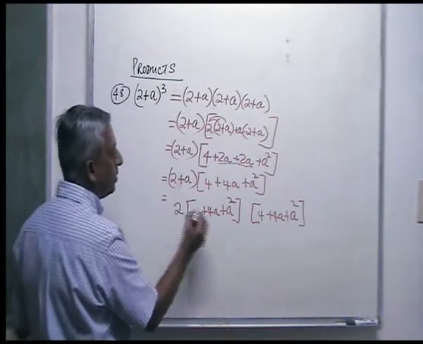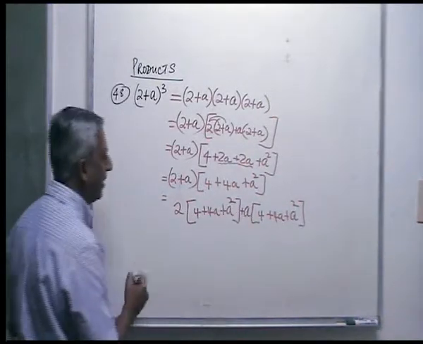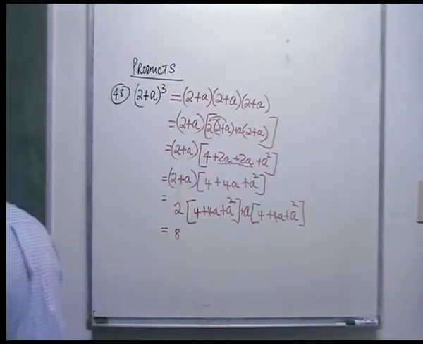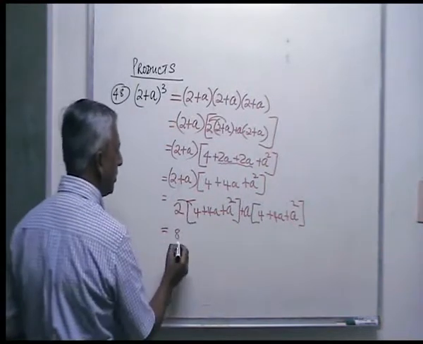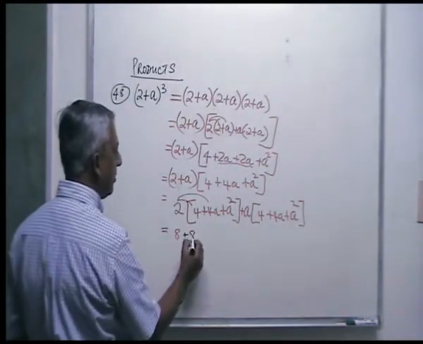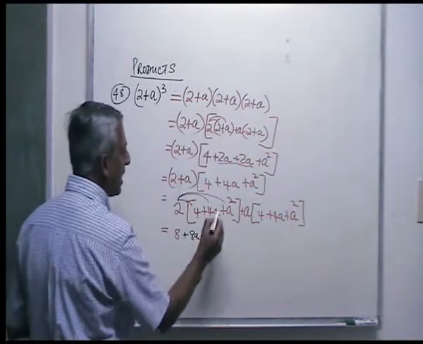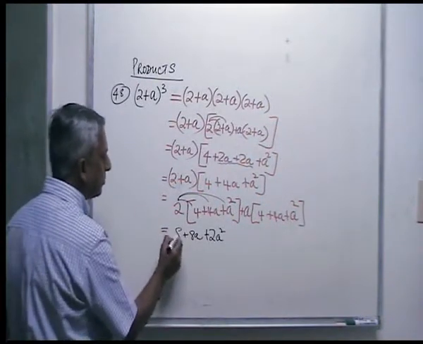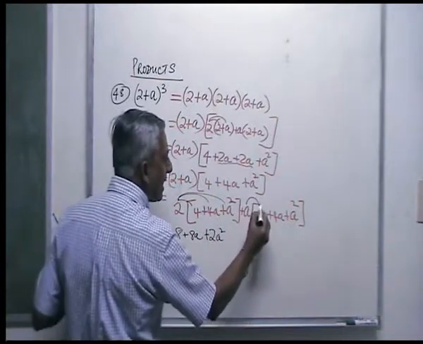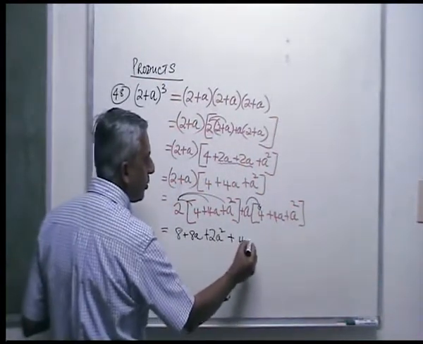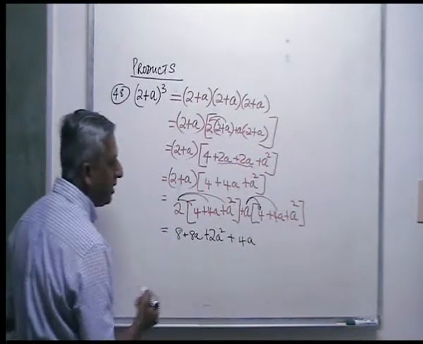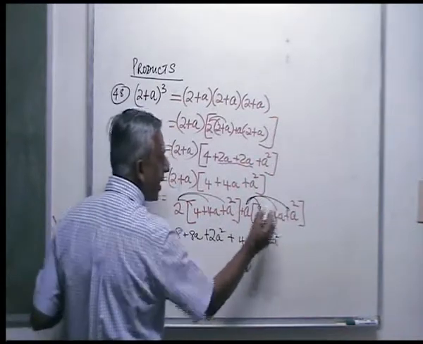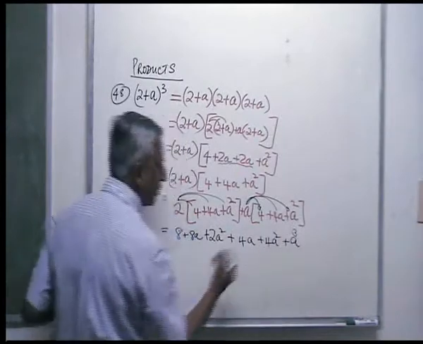In the front here you've got 2, and in the middle here you've got plus a. And then you multiply out: 2 times 4, 8. Be careful. 2 times 4a will give you 8a. 2 times a squared will give you plus 2a squared. Now here you're multiplying a times 4, so that will give you plus 4a. Then a times 4a will give you plus 4a squared. And then a times a squared will give you a cubed.